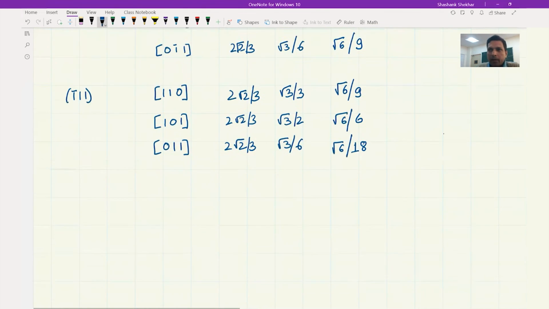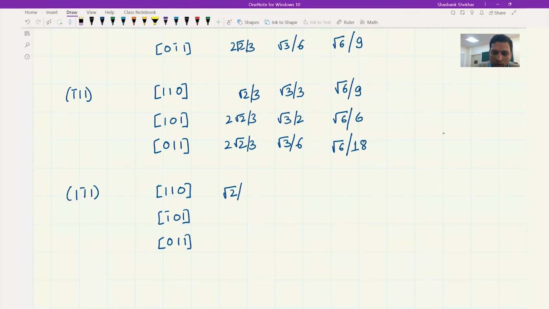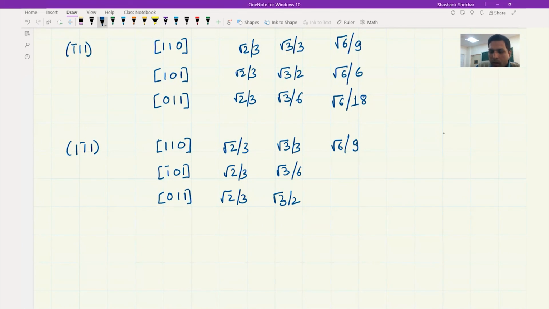And the third plane we will select is 1 bar 1 1, and the 3 directions are 110, bar 101, and 011. And here also this is a little different. Okay, so I have made a mistake here. There is no 2 here actually. So this one is also root 2 by 3. And the values are root 3 by 3, root 3 by 6, root 3 by 2. And the Schmidt factors come out to root 6 by 9, root 6 by 18, root 6 by 6.